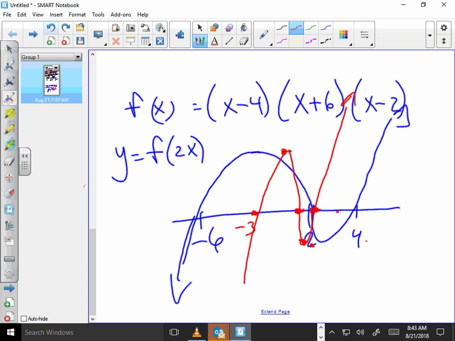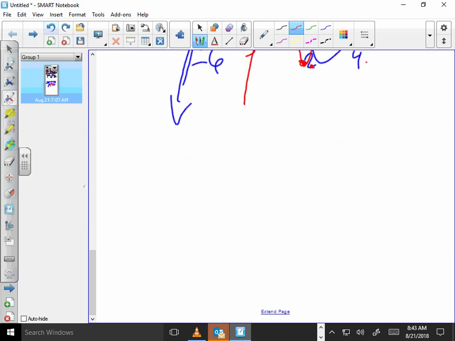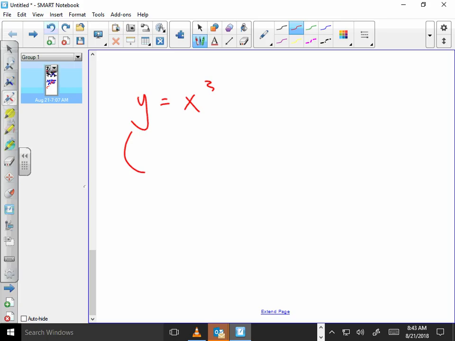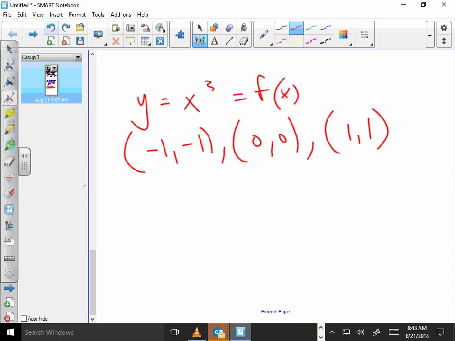Yes, ma'am. 11. Same sort of situation, but this time we're doing it to one of our reference graphs, y equals x to the 3rd. Do you care if I do 3x or 1/4 x? The points are (-1, -1), (0, 0), (1, 1). And we're asked to graph y equals f of 3x. Hey, what would Sadia say I need to do with this 3? Sadia? Divide the x's by 3.